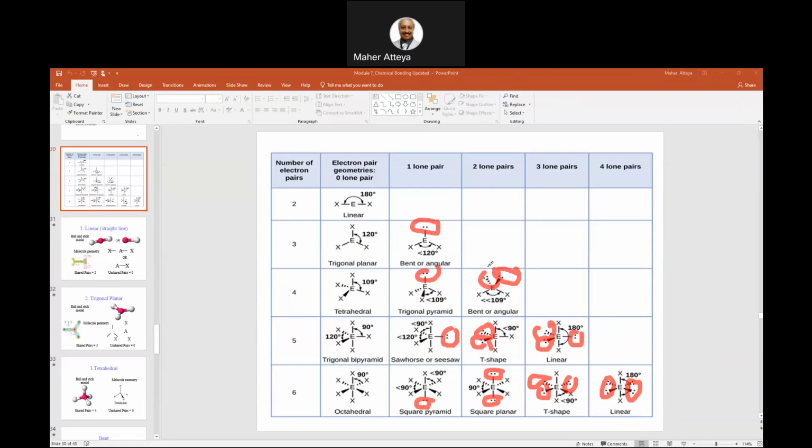Anytime I don't have a lone pair and I have a symmetrical molecule, where all the atoms are the same, XXX, this is non-polar. But if I have a different atom in between, that will be polar. Let me show you an example here.